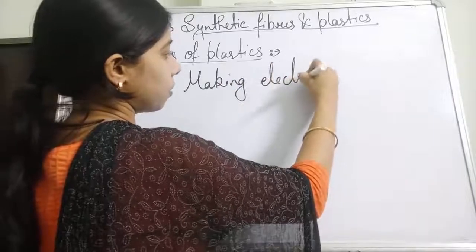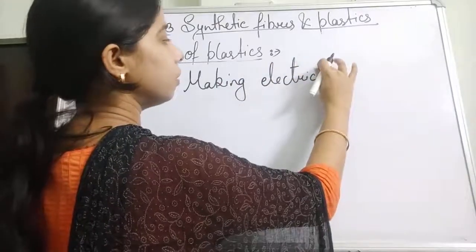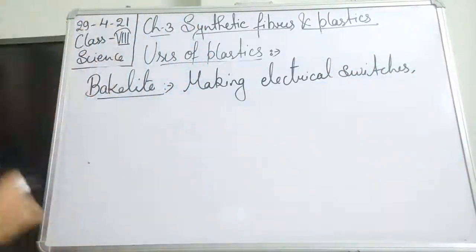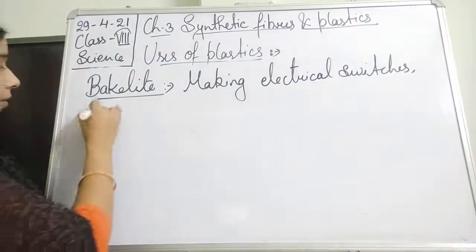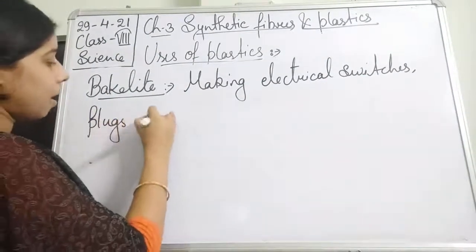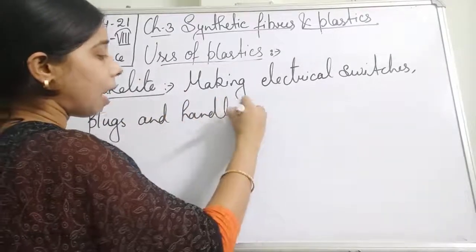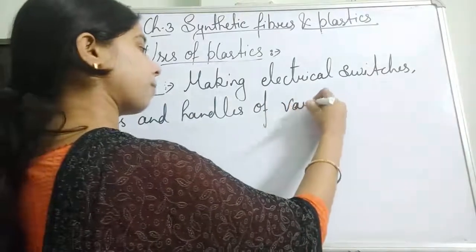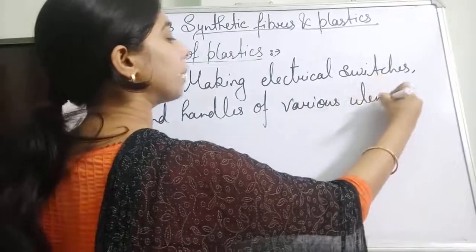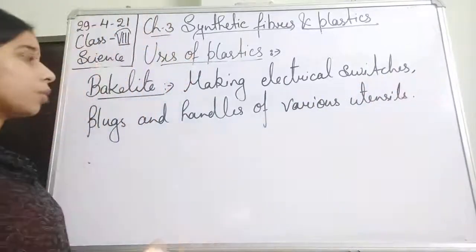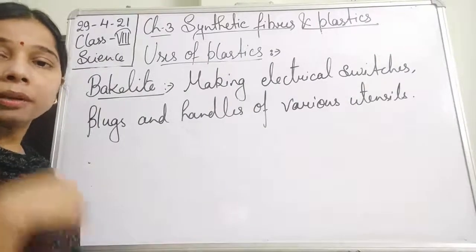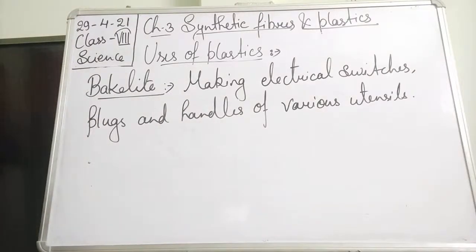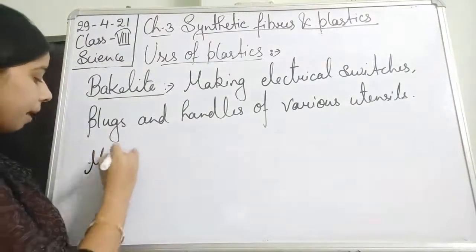electrical switches, then plugs, and even it is used for making the handles of various utensils. So it is also used for making the handles of the various utensils. So this is where we will use bakelite, students. There is another kind of thermosetting plastic, which we call melamine.